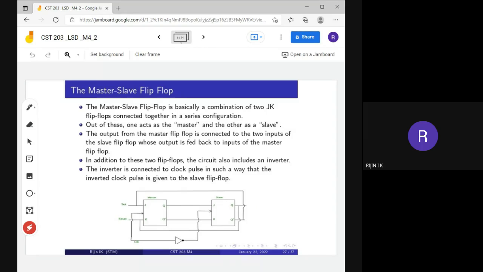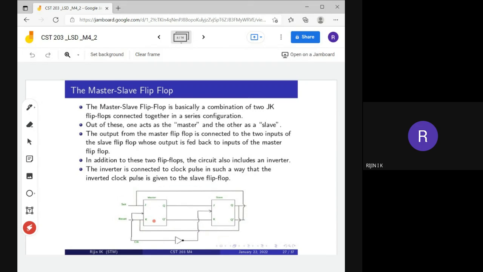And the output of the master flip-flop is connected to the input of the slave JK flip-flop. That is why it is a series connection. That is, Q is connected to the J input, Q bar is connected to K. And the output of the slave flip-flop is fed back to the master. So this is feedback from here to this J, and this is feedback from here to here.